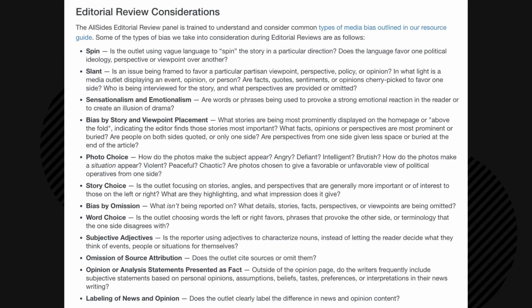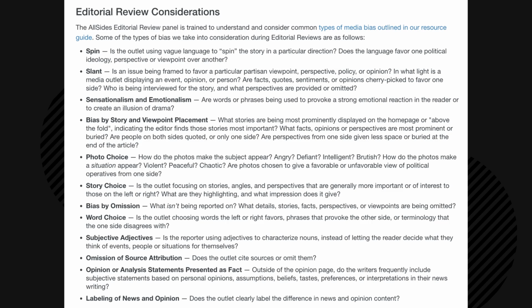All Sides conducts these reviews using a panel of experts. Again, they choose these experts from across the political spectrum. These experts are looking for specific indicators from the news website that indicate bias, such as spin, slant, the sorts of photos that are used, the word choice, the kinds of stories that are being omitted, and also sensationalism, but many others as well.